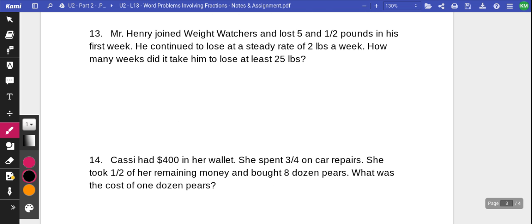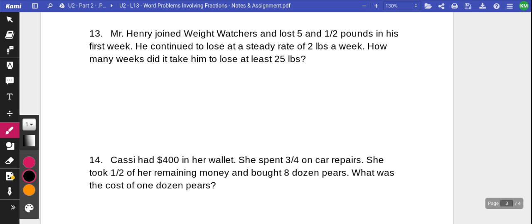Okay, next one. Mr. Henry joined Weight Watchers. He lost 5.5 pounds his first week. He continued to lose at a steady rate of 2 pounds a week. How many weeks did it take him to lose 25 pounds?